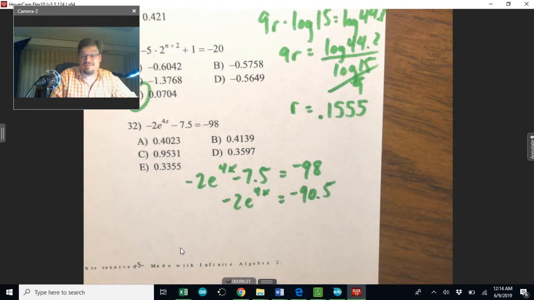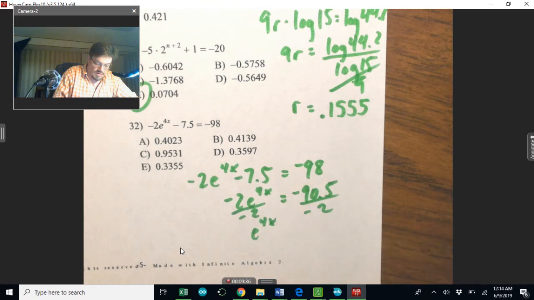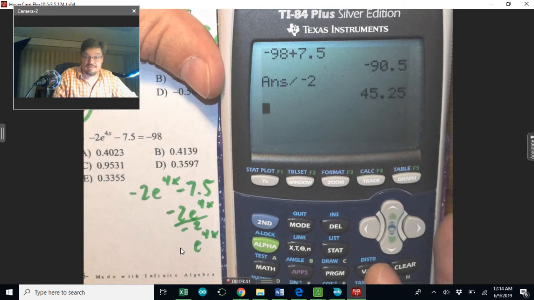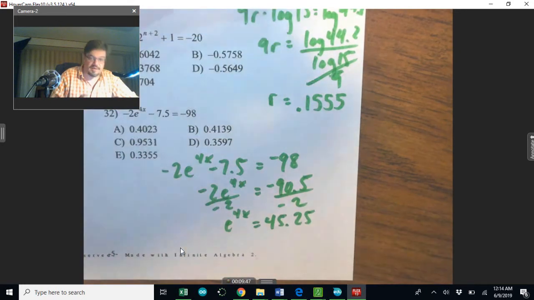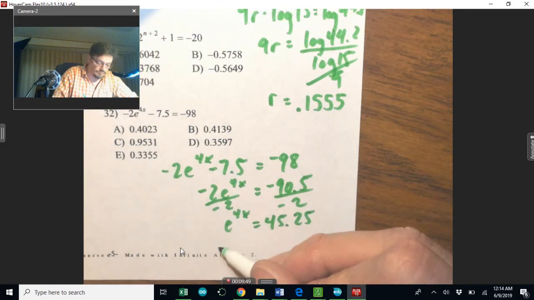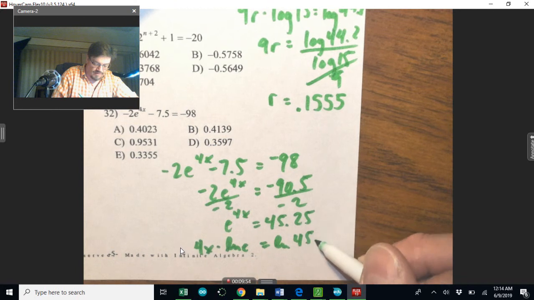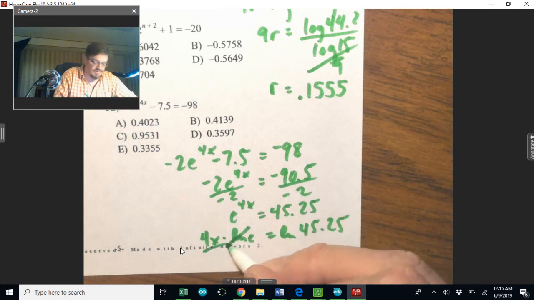Okay, now I'm going to divide both sides by negative 2. Positive 45.25. Okay, now I'm ready to take the natural log. So I get 4x times the natural log of e equals the natural log of 45.25. Okay, now the ln of e is just 1. So you can literally just cross them off because 4x times 1 is just 4x. So now I can just divide by 4.